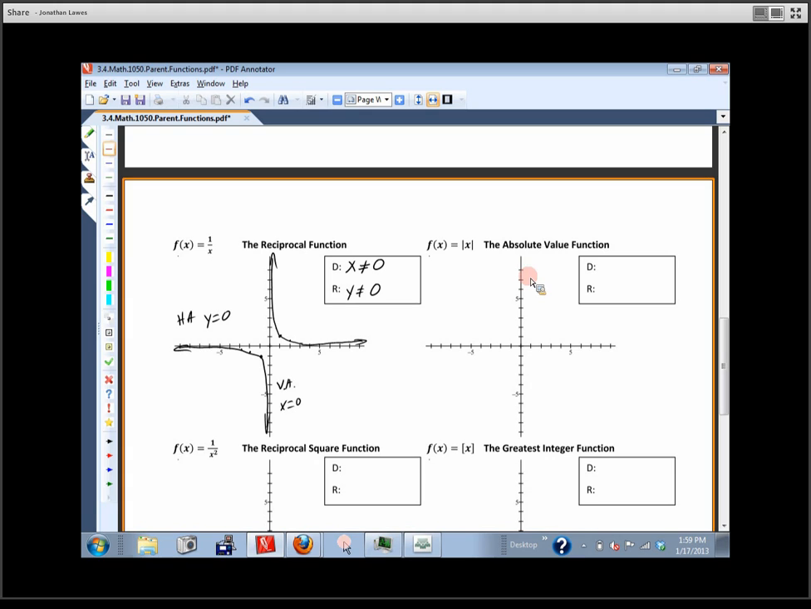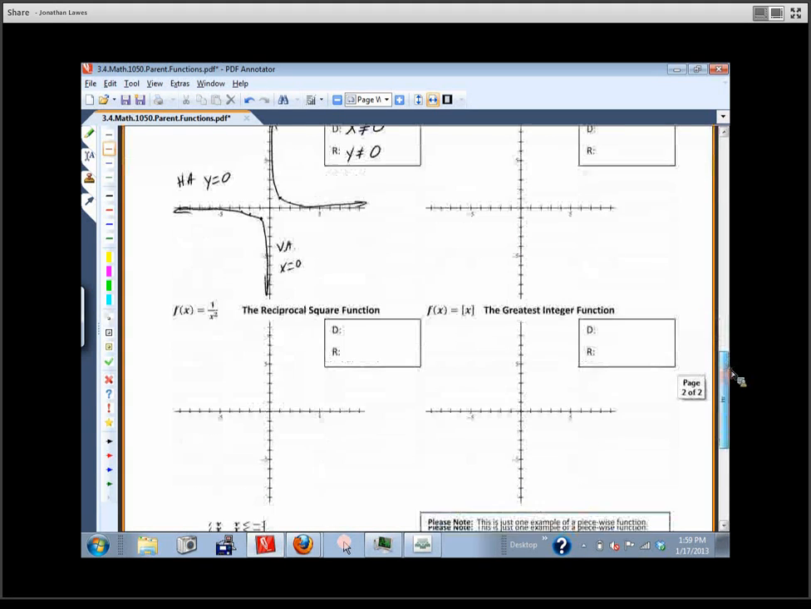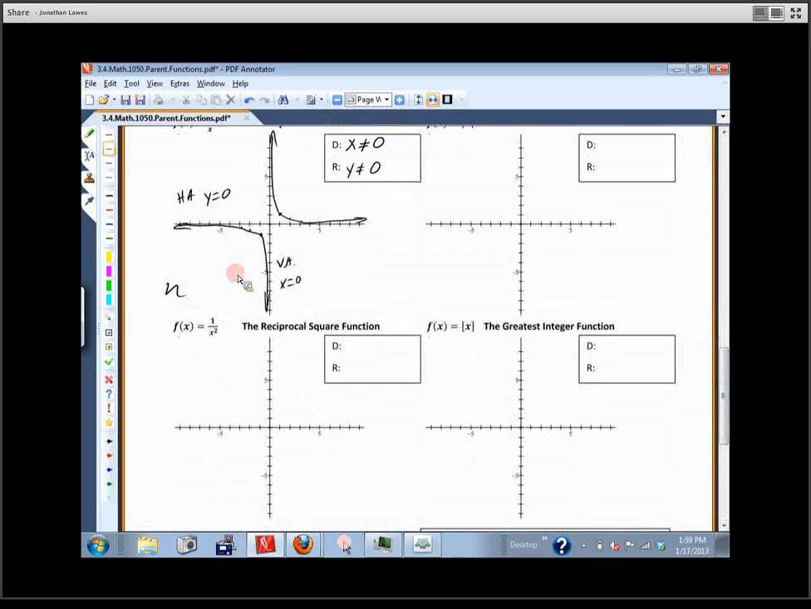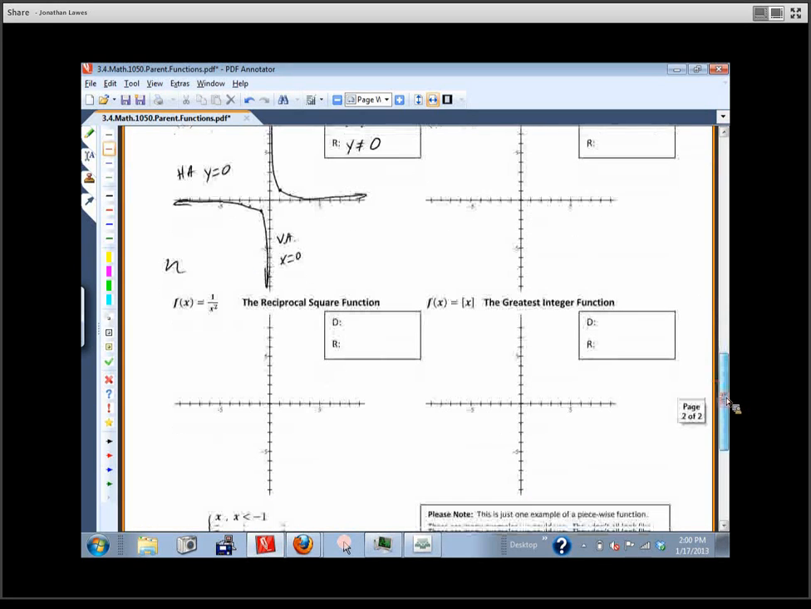Okay? All right, let's take a look at the reciprocal square graph.